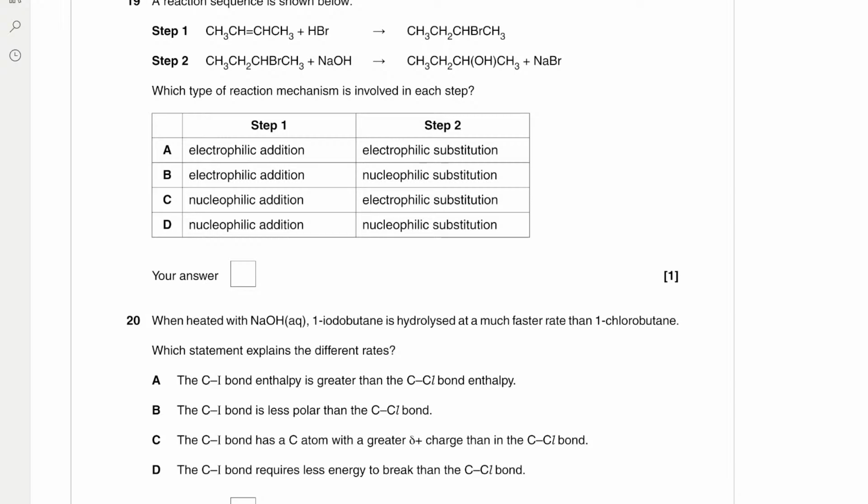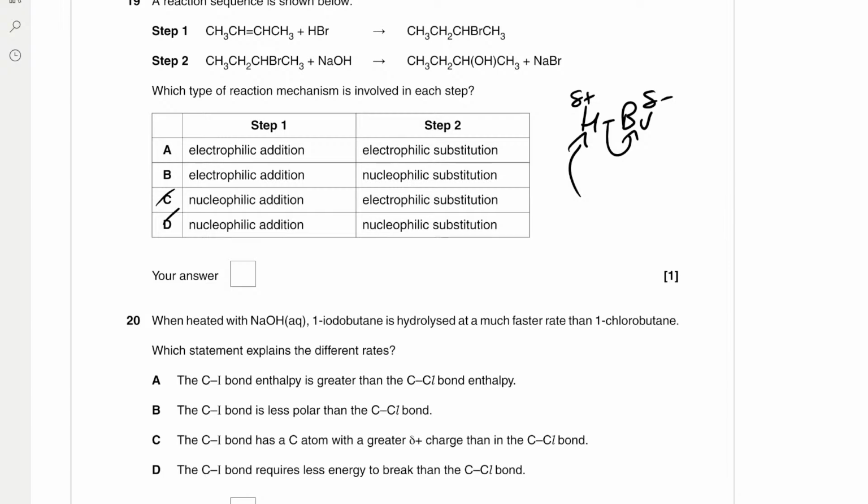So the first step will be electrophilic addition, because we have an alkene which always reacts by addition reactions, reacting with HBr, which has a polar bond. Not that it really matters because the alkene bond can polarize it. So the electrons attack the delta positive hydrogen, the electrophile. So electrophilic addition. So then it can't be C and it can't be D.